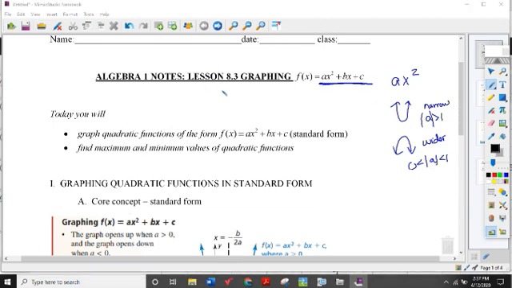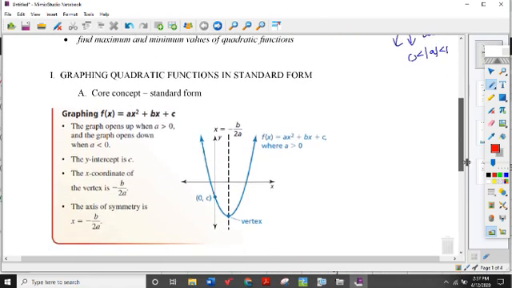Then in the next section, we talked about ax squared plus c. And the plus c, that was your y-intercept. So that caused your graph to translate up or down. In this lesson, we're going to put it all together, and we're going to talk about what happens when you put in these bx into your quadratic equation. Again, this is called standard form. And then in addition to that, we're going to find the minimum and maximum values of a quadratic function.